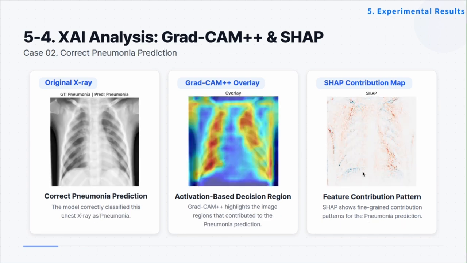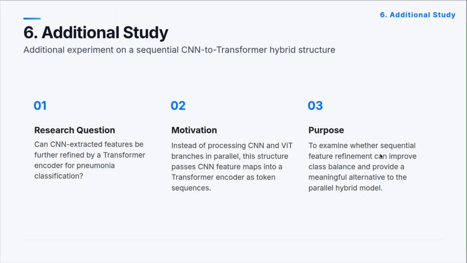This is a correctly classified pneumonia sample. Grad-CAM++ highlighted opacity and infiltration-related regions. In SHAP visualization, red regions contributed toward pneumonia prediction. This suggests that the model focused on abnormal lung patterns during prediction.